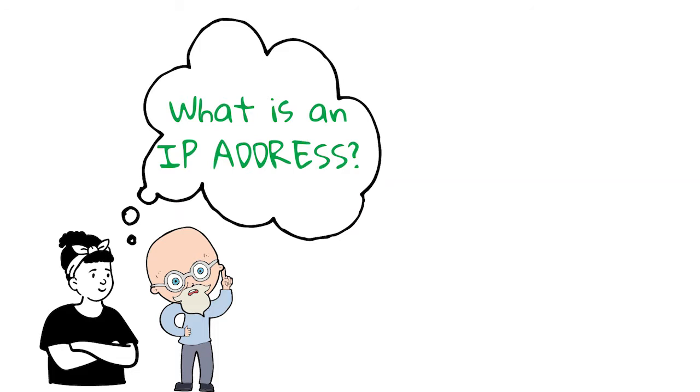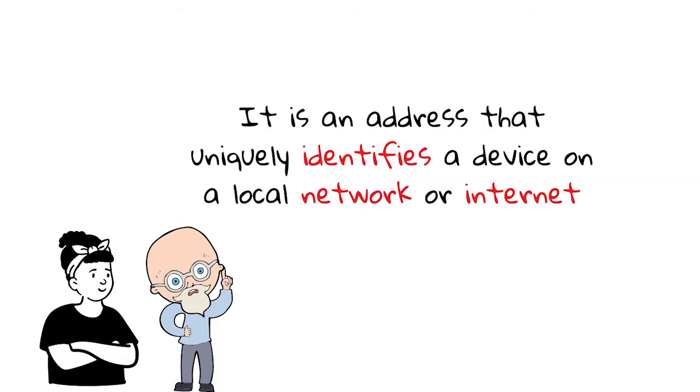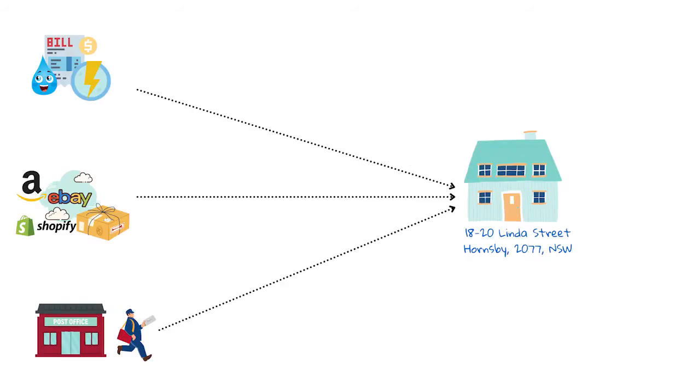So what is an IP address? It is an address that uniquely identifies a device on the internet or a local network. In order for us to understand, we need to look at the different types of addresses that we deal with on a day-to-day basis. Most of us have a home address. This is where we reside. We use that address to send and receive items. It could be utility bills, online purchases. That address is what your local post office uses to identify your house amongst other houses in your neighborhood.